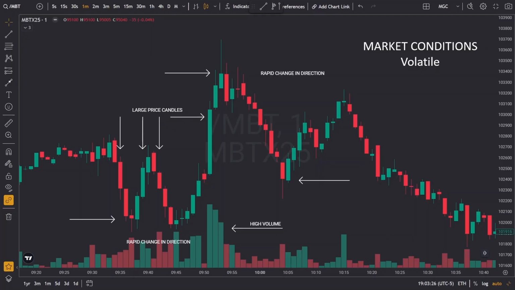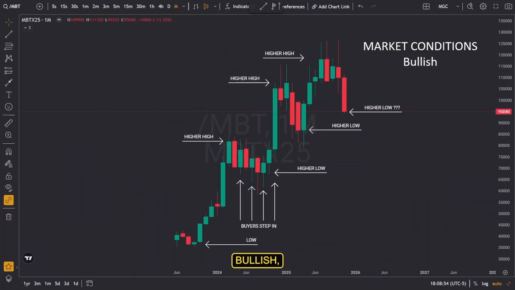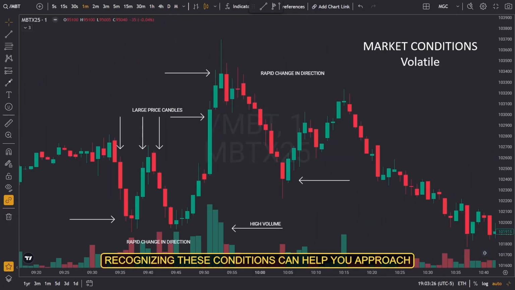And that's it. You now understand the four major market conditions: bullish, bearish, consolidating, and volatile. Recognizing these conditions can help you approach your predictions with more confidence inside Guezzin.